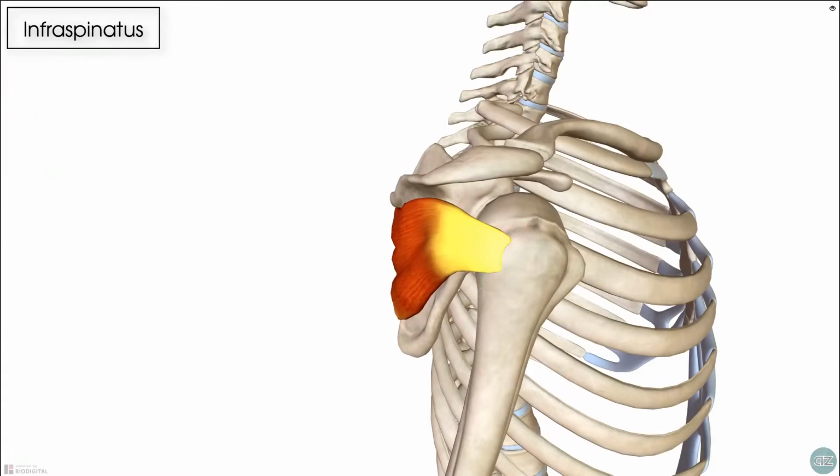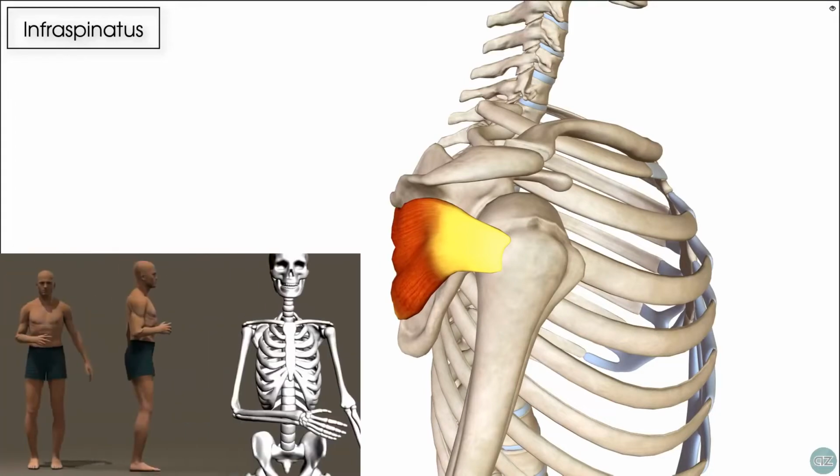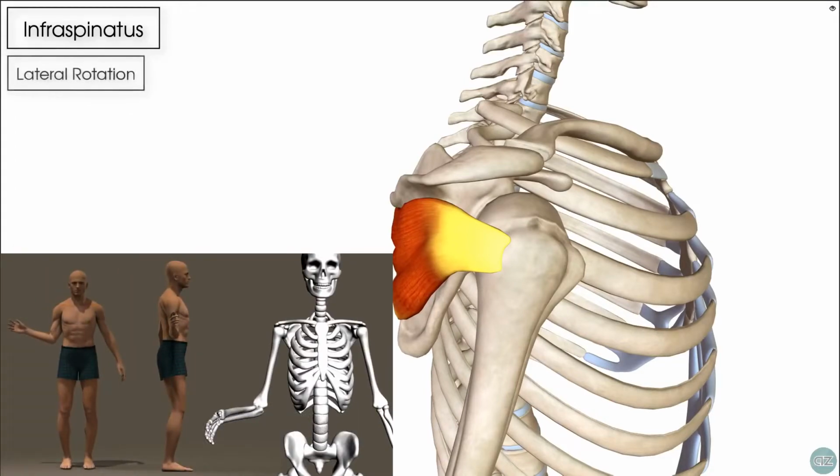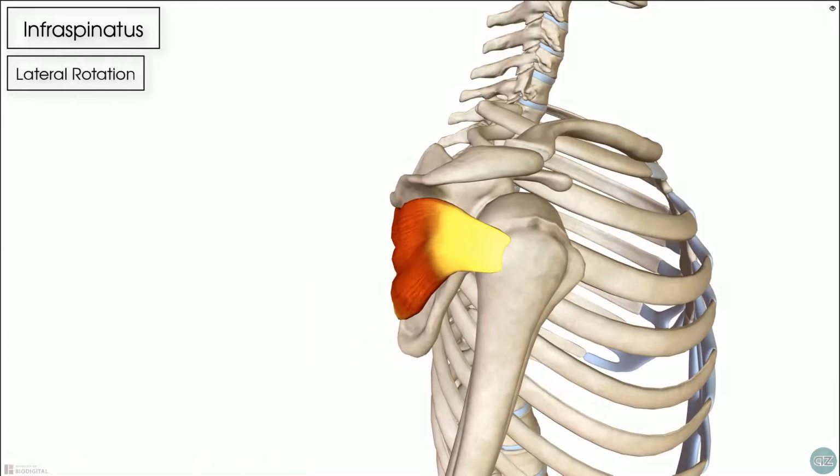In terms of its action, in isolation, the infraspinatus muscle creates lateral rotation of our arm at the shoulder. However, in real terms, this muscle works with the other rotator cuff muscles to produce dynamic stability at the shoulder joint, so it means our shoulder remains stable whilst we're moving our arm.